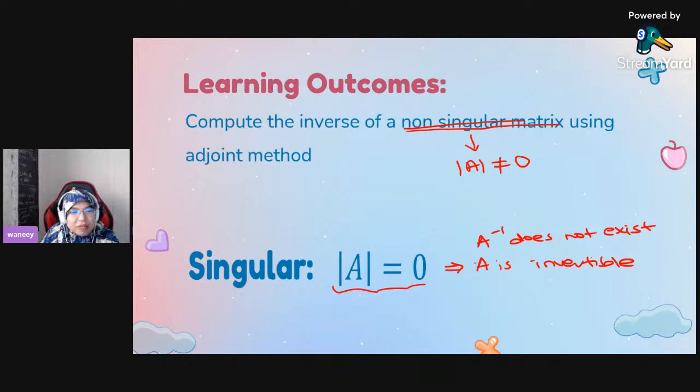Ni senang sikit kot nak faham. Payahlah yang ni nak sebut. Sebut ni lah, A inverse does not exist.